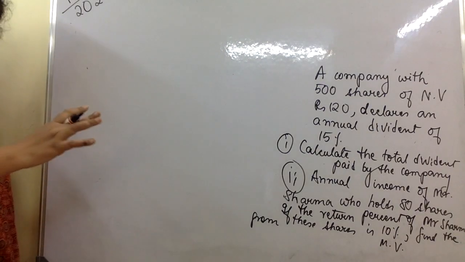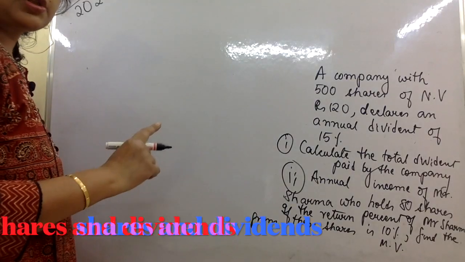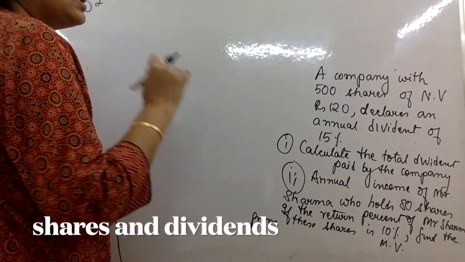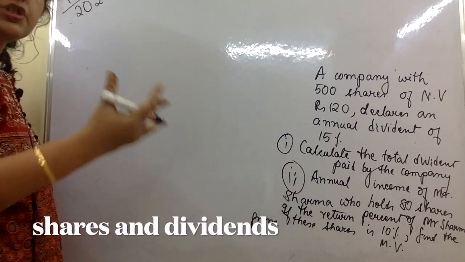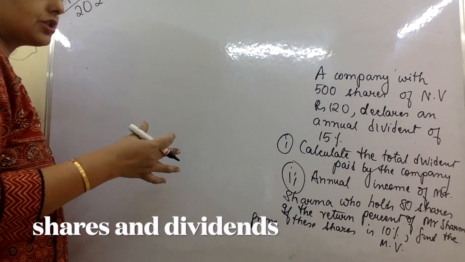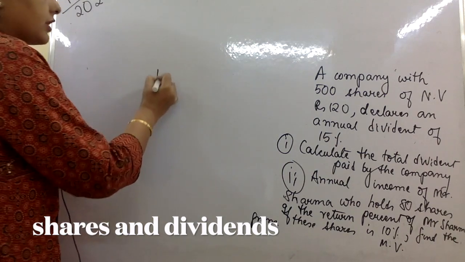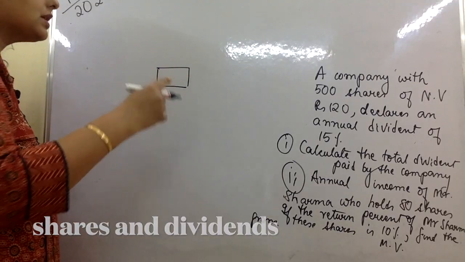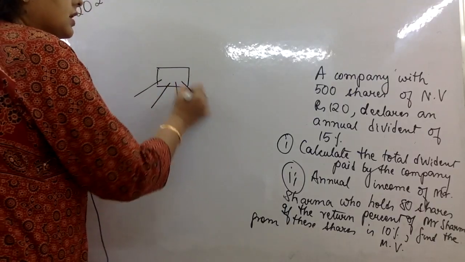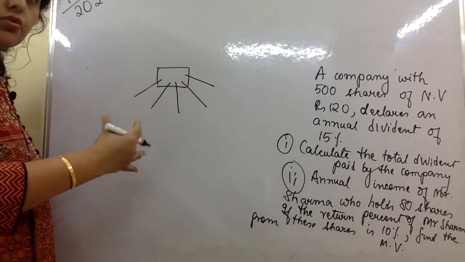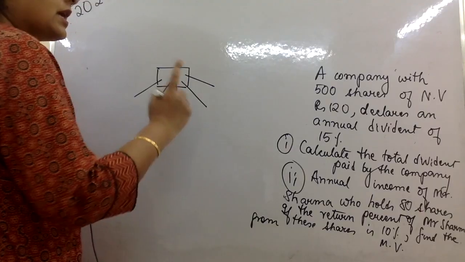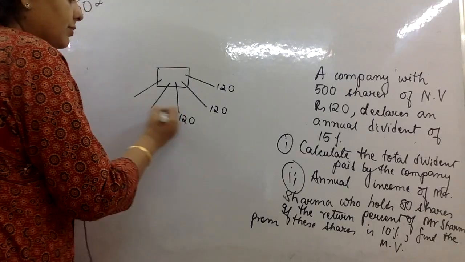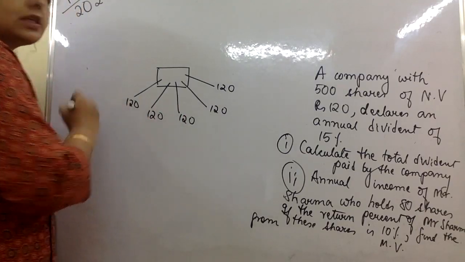Okay, one last question. This is our last, 10th question. A company with 500 shares. Now listen carefully, what are shares and dividends? I shall share a separate video on this. If a company wants to grow, it will give out some shares. Shares means the company is trying to collect money in order to grow. So it says every share I am giving out at 120 rupees. It means you pay me 120 and you become a shareholder in the company.